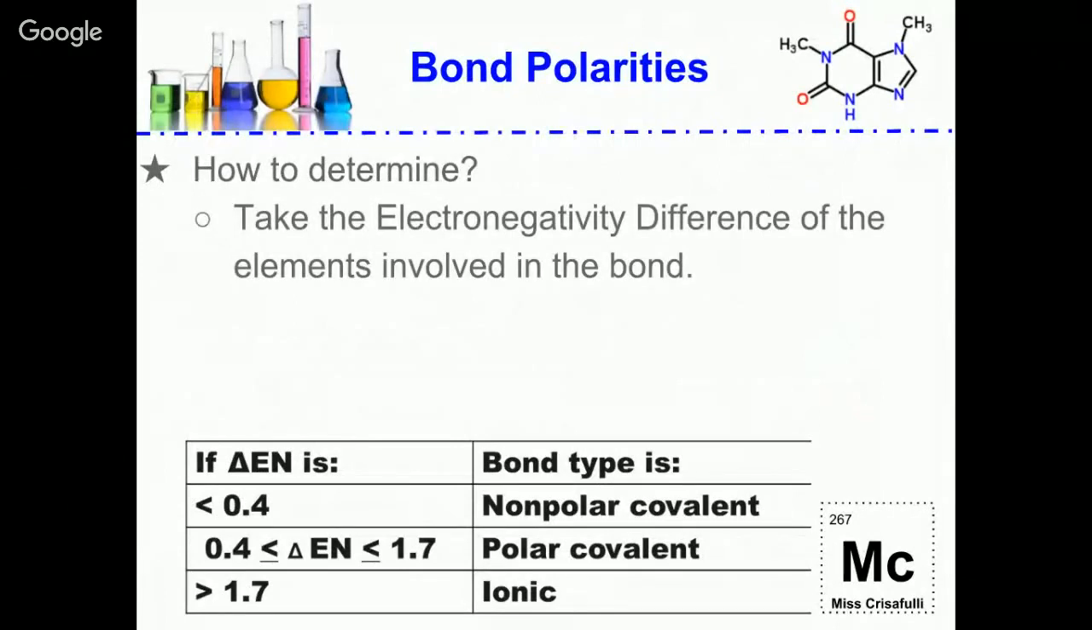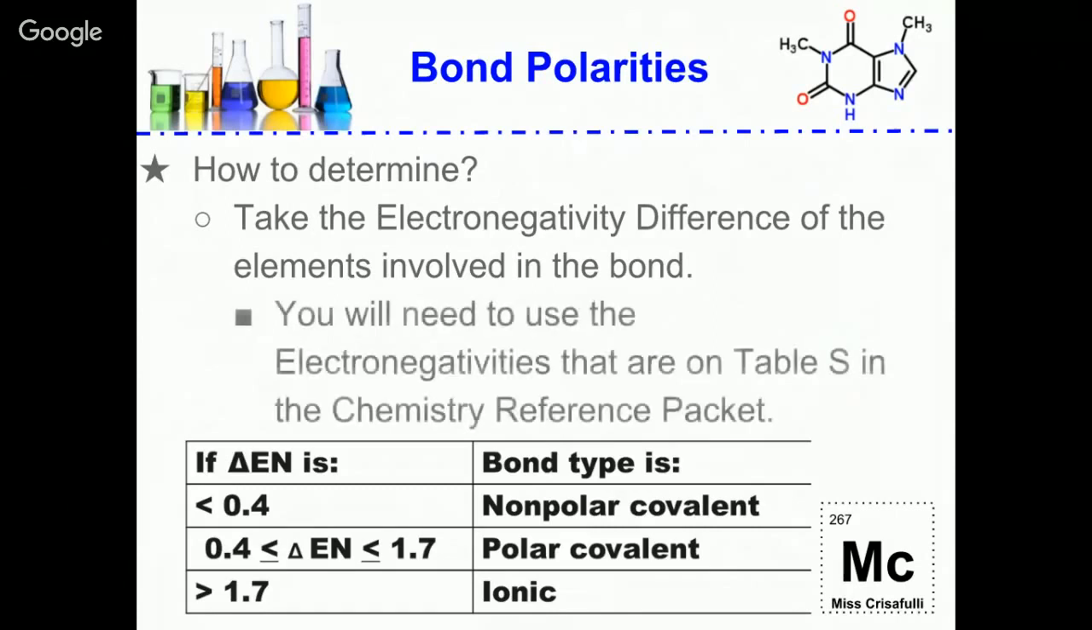Well, first you take the electronegativity difference of the elements involved in the bond. You have your electronegativities in your Table S in your reference packet. So, if your bond difference is less than 0.4, then you have a nonpolar covalent bond. If your electronegativity difference is between 0.4 and 1.7, then you have a polar covalent bond. And if you have an electronegativity difference greater than 1.7, then you have an ionic bond.